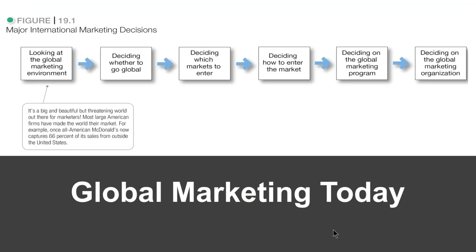So let's start off with understanding the overall marketing decision process. We'll actually walk through each of these steps. So the first step is obviously to look at the overall environment, the macro and micro factors at a global level, and then we'll decide whether to go global, decide which markets we're going to enter, how we're going to enter them, decide on the marketing programs we're going to put in place at the global level, and what type of marketing organization we'll have.